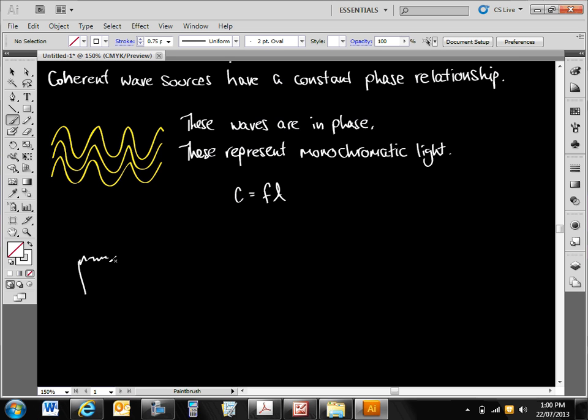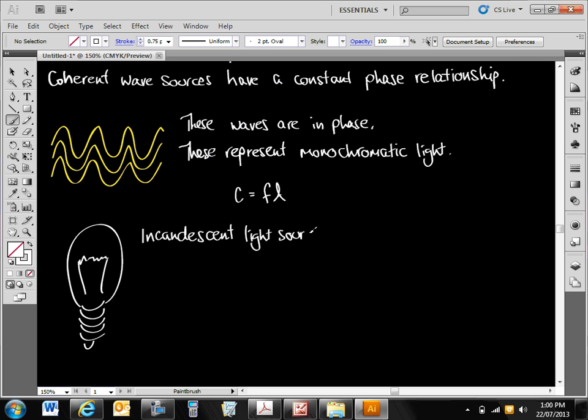Here's a relic from the past. Okay. What is this? Yeah, incandescent, we call them. Light source. And this incandescent light source, how does it work?